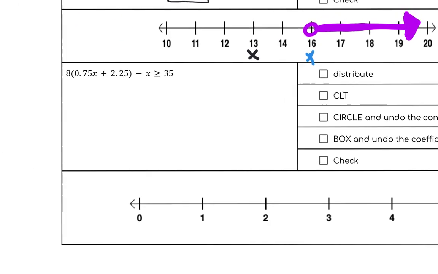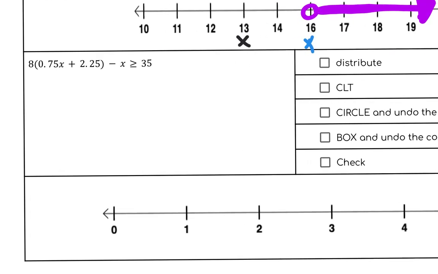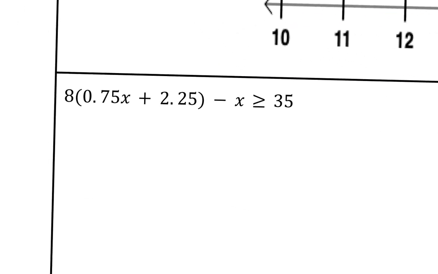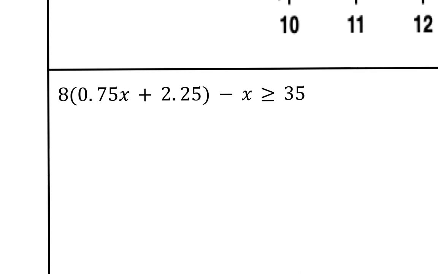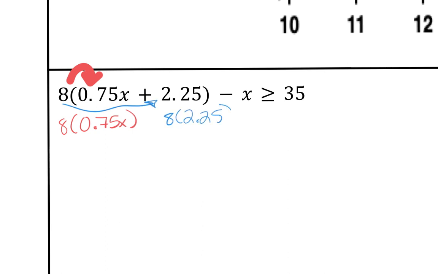All right, last one. We need to distribute. So I have some parentheses. So I'm going to take 8 times 0.75x. Then 8 times 2.25. I'm going to rewrite the rest of it, but leave it alone. I'm not doing anything with it right now, but I don't want to forget about it.